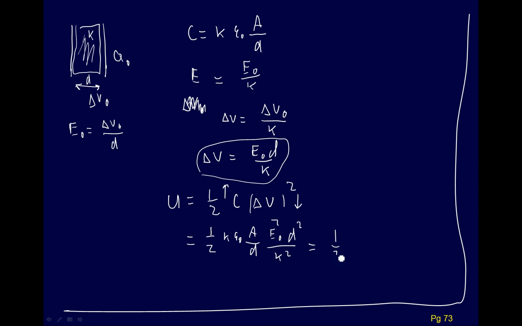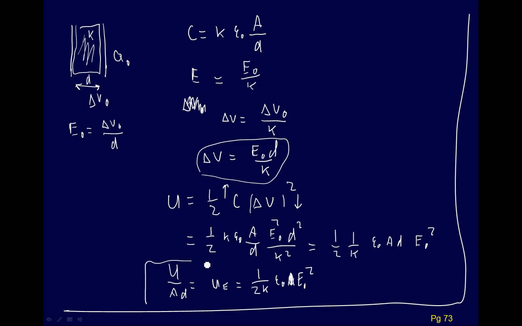The result that I get is a 1 over kappa times epsilon naught A D times the electric field squared that we started with. And then if I do the same thing and divide this by AD to get the energy density, I'll get 1 over 2 kappa. So again, the equation that they use in that example is not an equation that works for every example. You've got to look at these situations and see what is in fact staying the same.